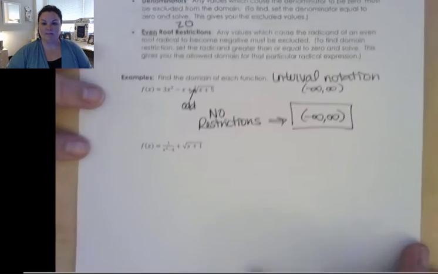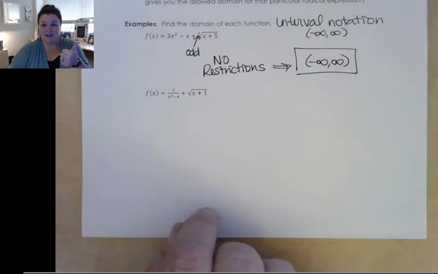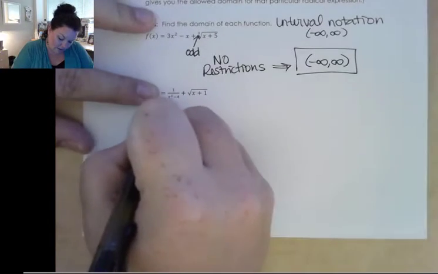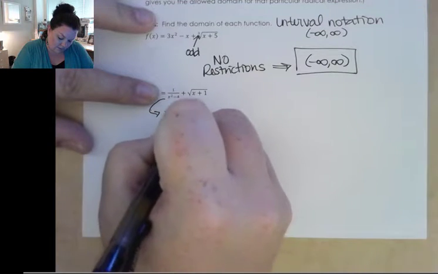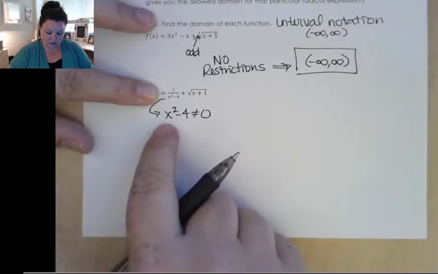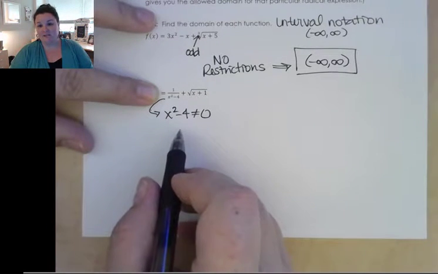So let's look at another one. If we look at this next one, I'll ask myself, do I have denominators? Do I have even root radicals? So do I have denominators? Yes. Remember, denominators cannot equal 0. So this means x squared minus 4 cannot equal 0, right? So when I solve this, you could solve it by factoring. I'm going to solve it just by using the square root method.